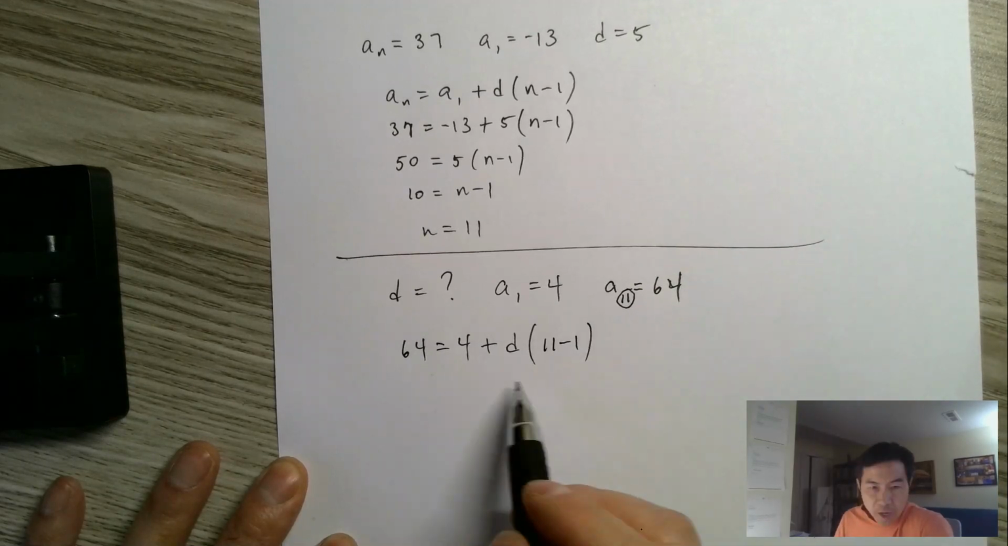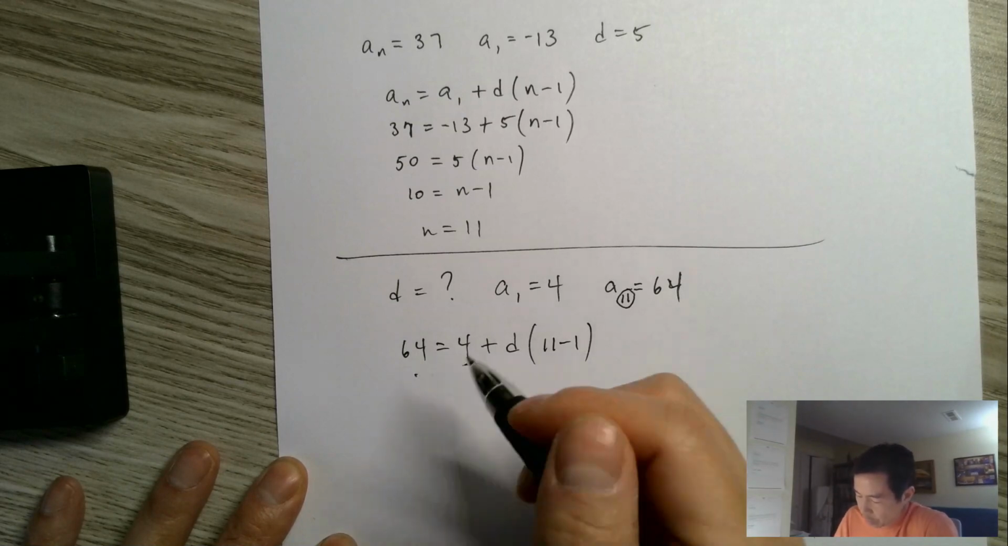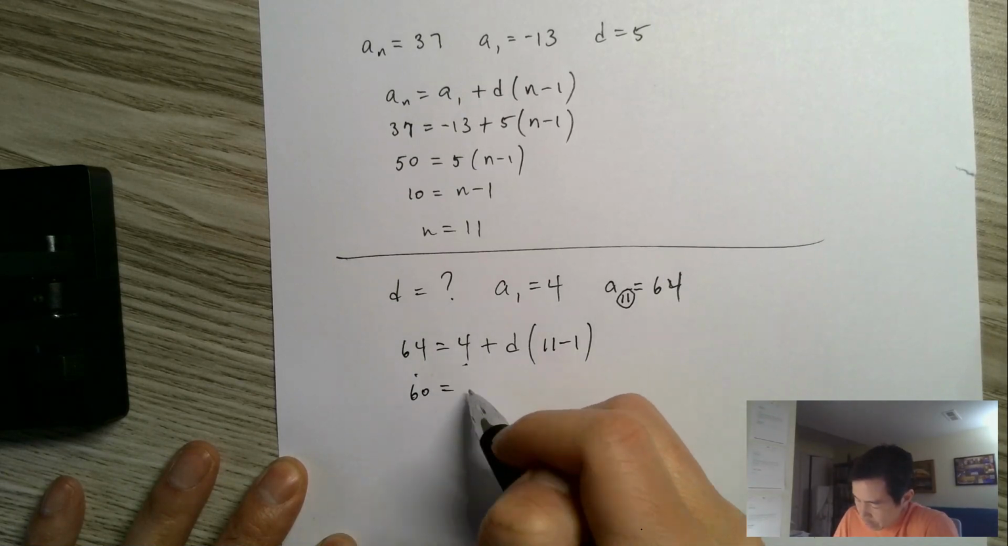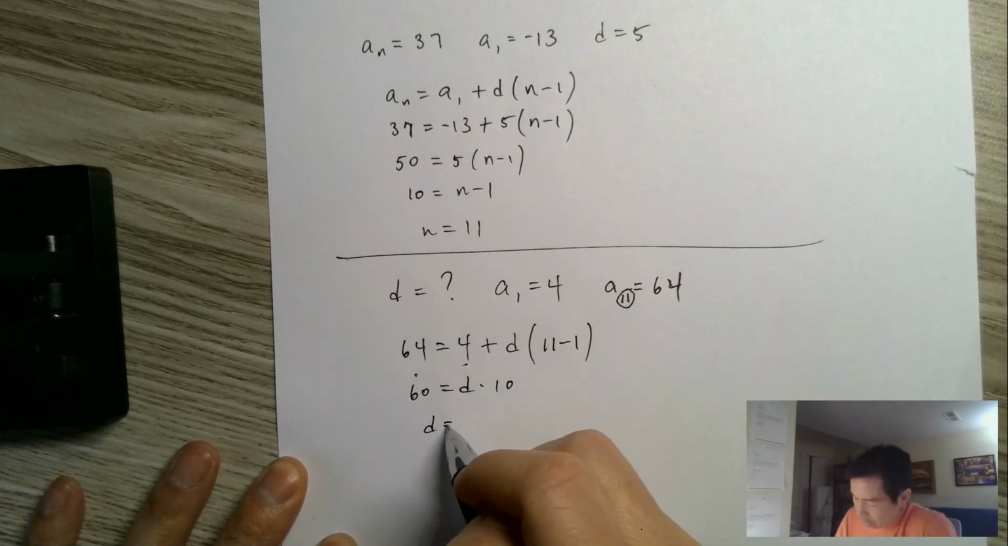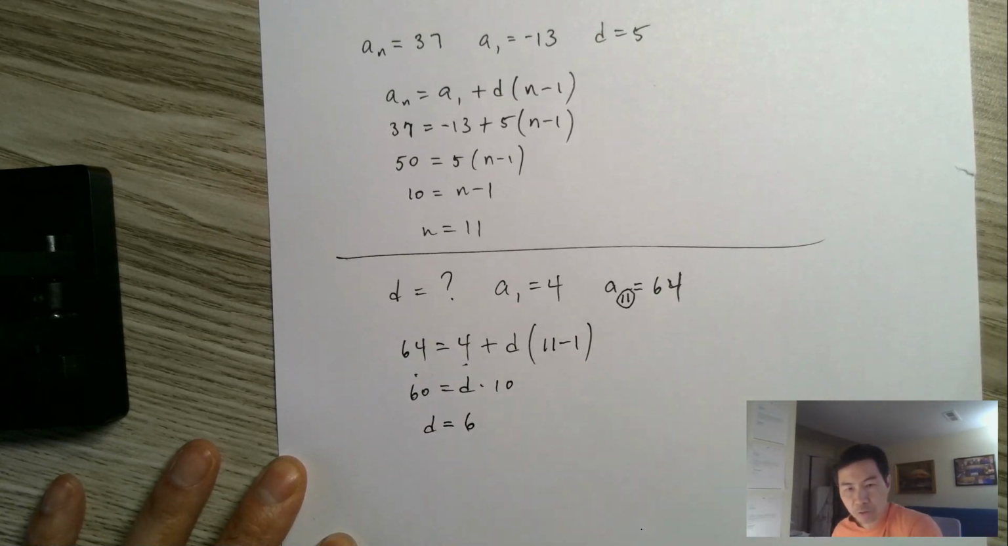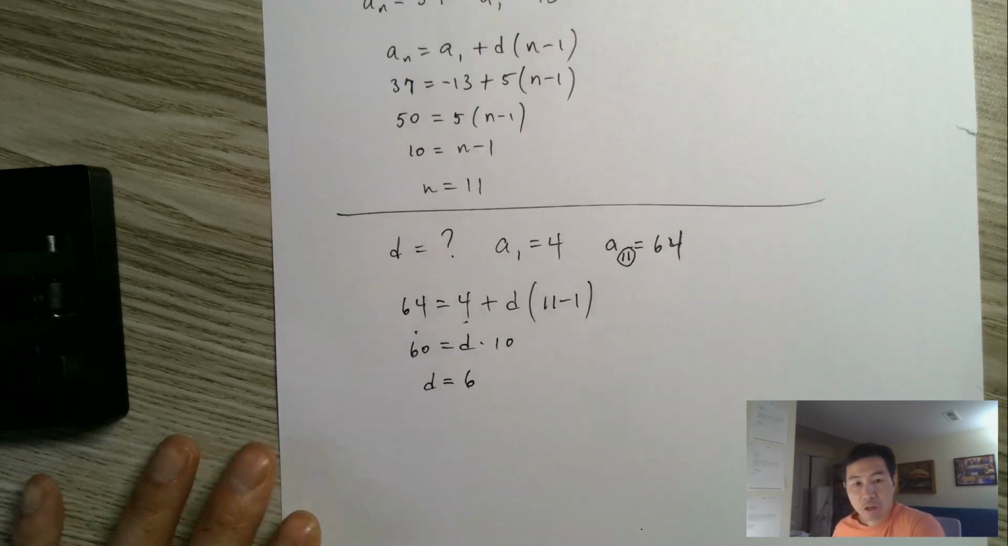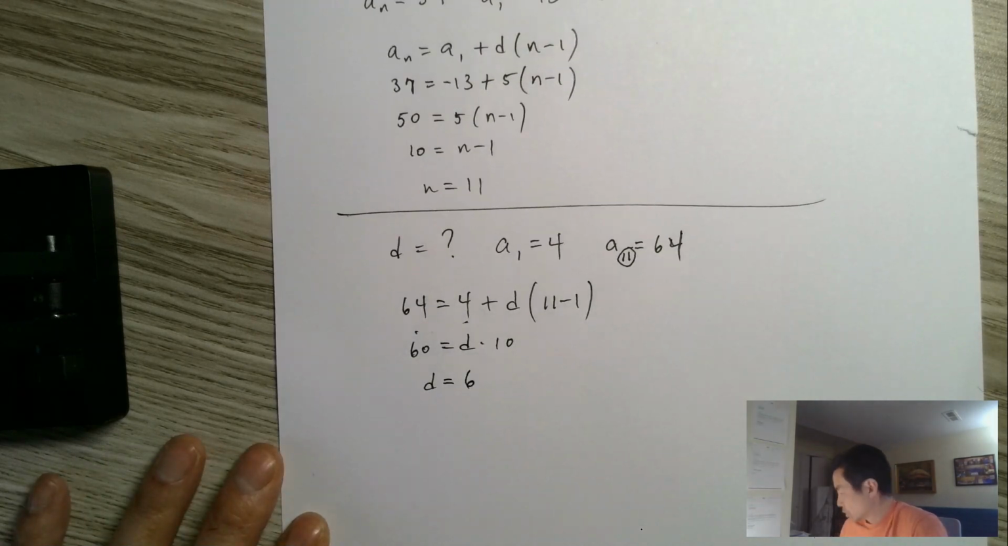Okay, now we're back to algebra mode. Subtract 4. That's 10. So d is 6. So the common difference of this arithmetic sequence is 6.